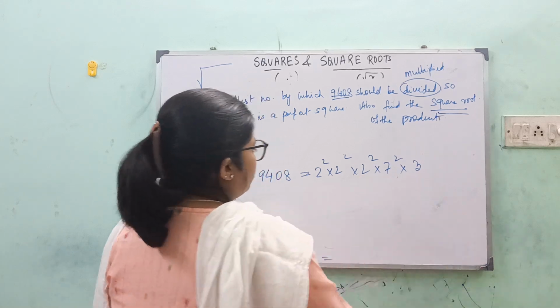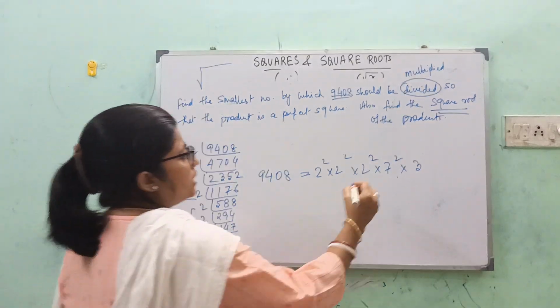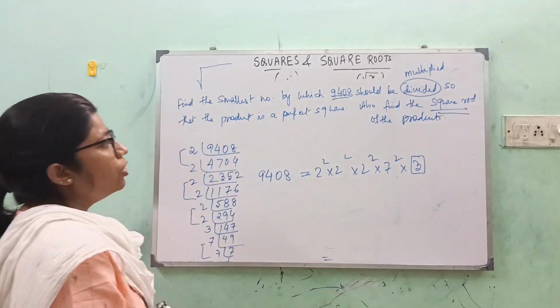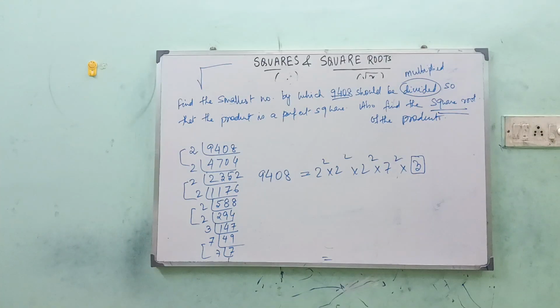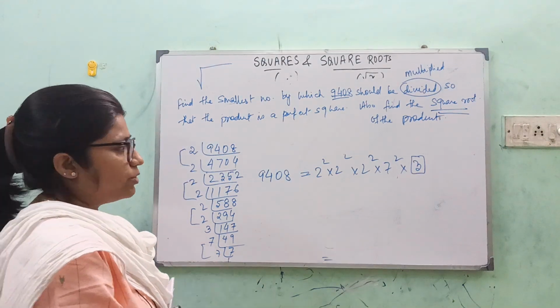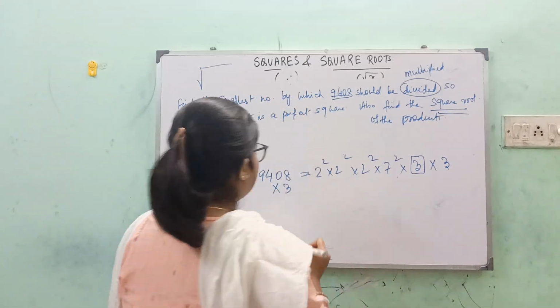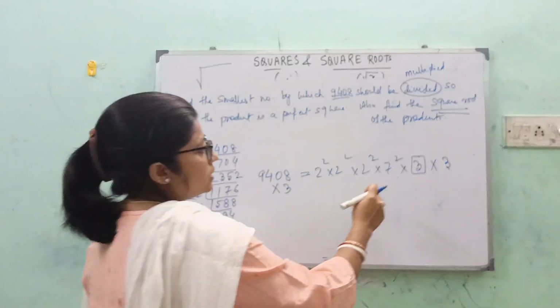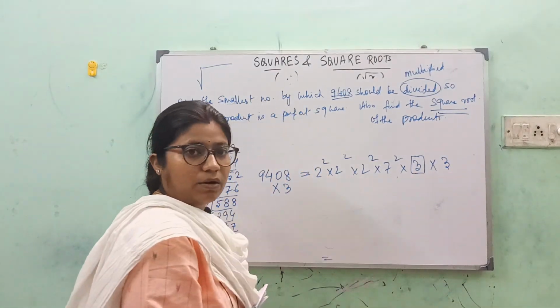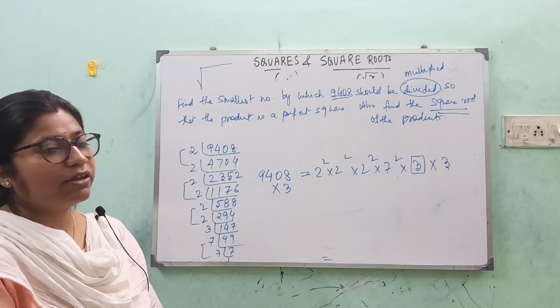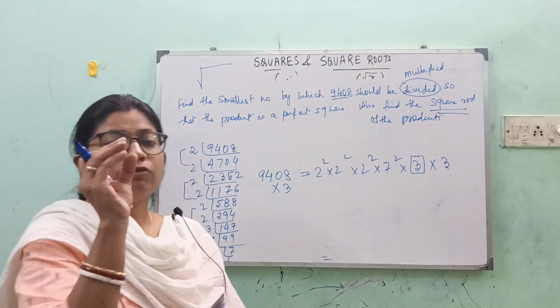9408 was expressed in the form of 2 square, 2 square, 2 square, 7 square into 3. Now we can see that 3 is left unpaired. So you have to multiply it with some number to make it a perfect square. If I multiply it with 3, then this side also has to be multiplied with 3. So now you see 3 has a pair. Initially 3 was unpaired.